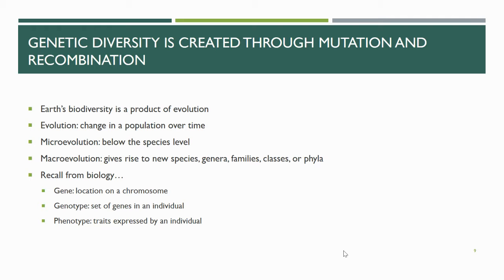Genetic diversity is created through mutation and recombination. Earth's biodiversity is a product of evolution, which simply means change in a population over time. Microevolution occurs below the species level, and macroevolution gives rise to new species, genera, families, classes, or phyla. Recall from biology that a gene is a location on a chromosome. A genotype is the set of genes in an individual, and the phenotype is the traits expressed, or what you see.